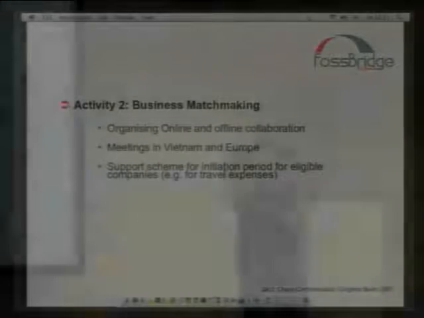For instance, we could support them with travel costs, financed by the European Union. We could talk to you. Sometimes it's just bringing people in touch, because we have the local partners. We have the Institute of Internet Technology in Hanoi. So if you're interested, just get in touch with me.